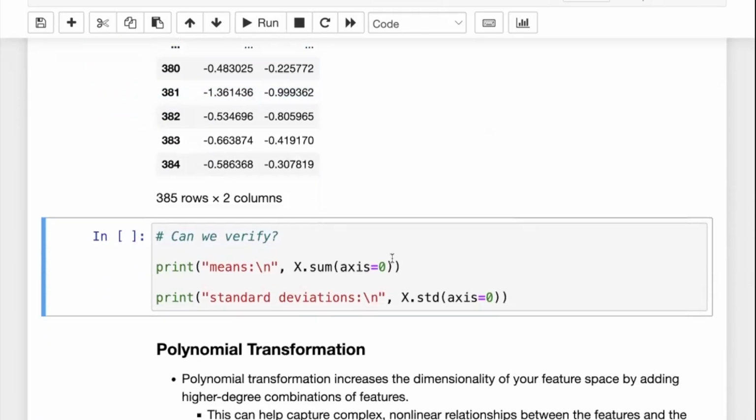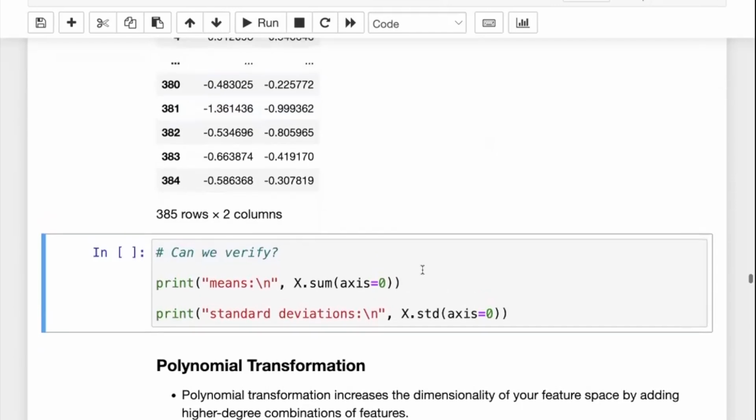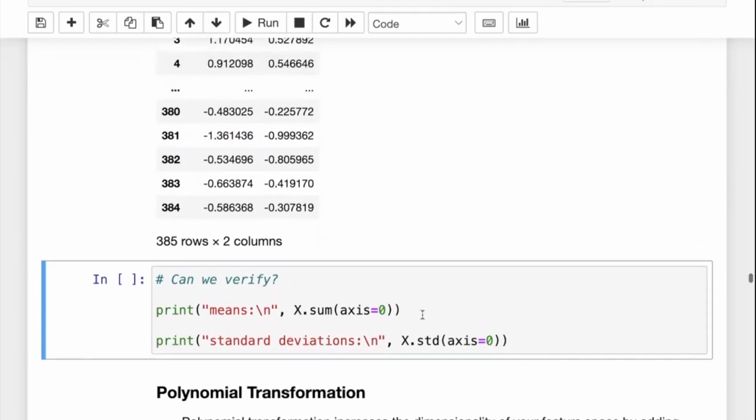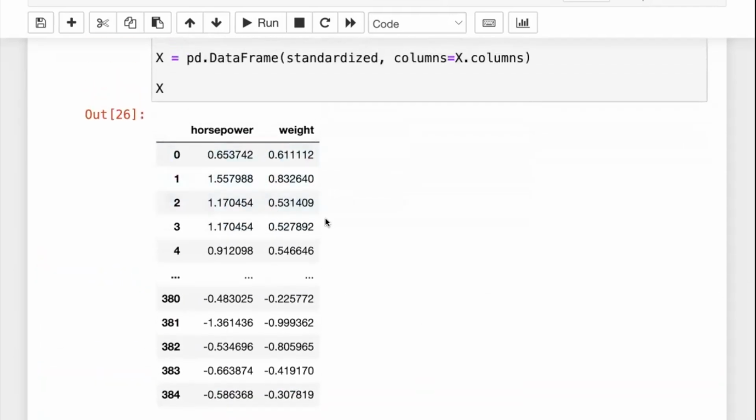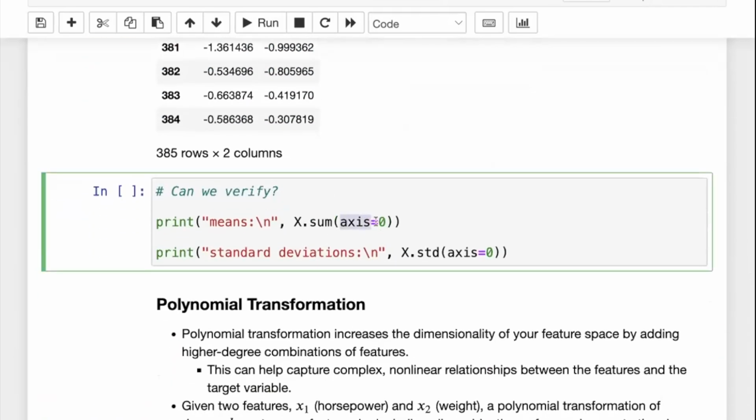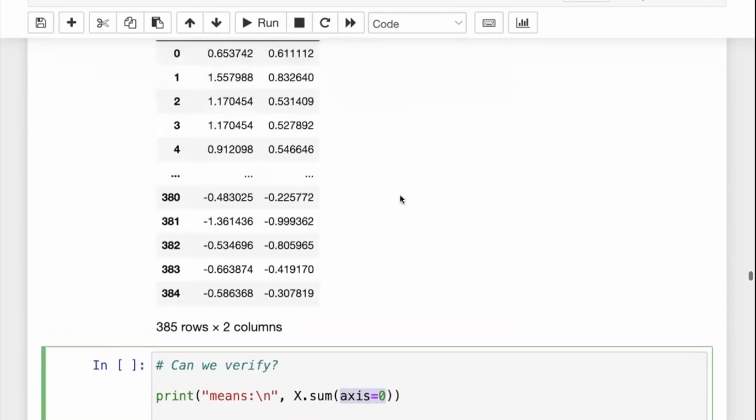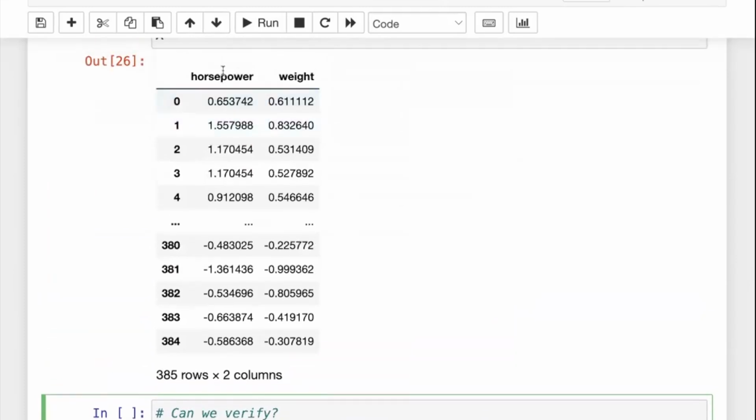And can we verify that we correctly did the transformation? Yes, we can find the mean and the standard deviation across the two columns that we have. And we can do that using axis equals 0. When you say axis equals 0, this means that we want to perform these operations column-wise. If it's axis equals 1, then we do them row-wise.